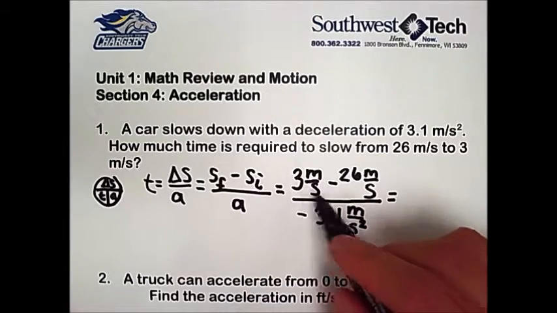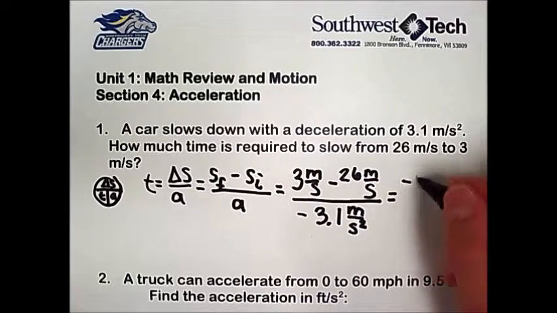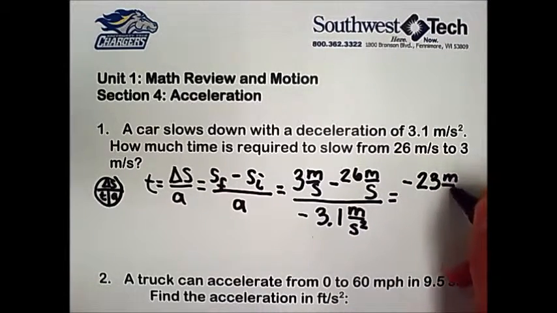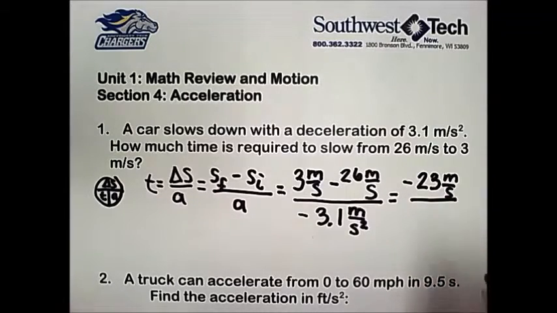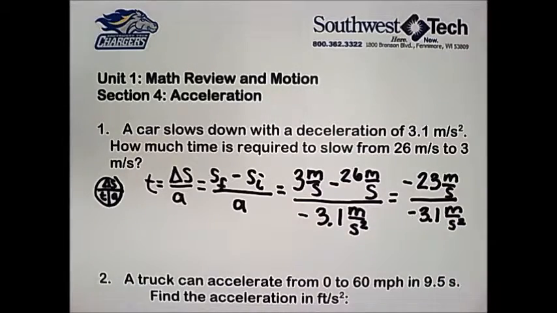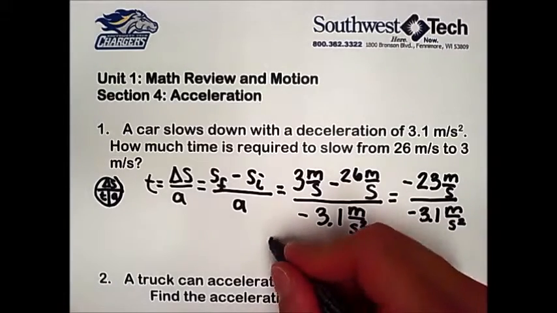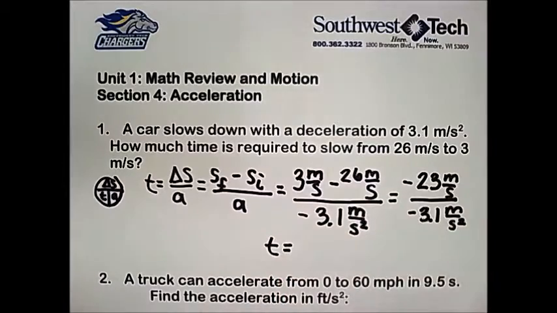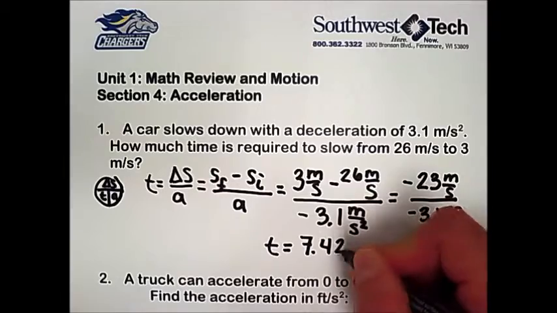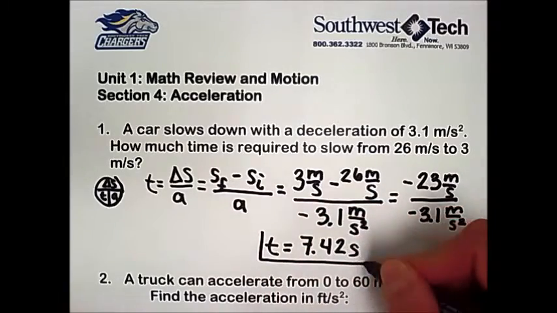So when we take 3 minus 26, we end up with a negative 23 meters per second on top. And on the bottom, we have a negative number as well. So those two negative numbers will cancel each other out. That will become a positive number. So when we divide this in our calculators, we end up with time of about 7.42 seconds.